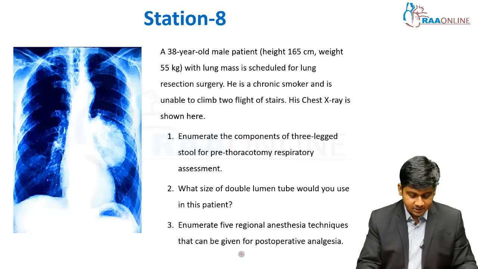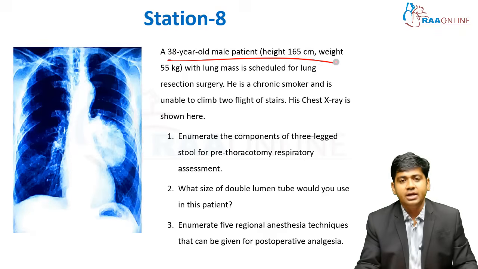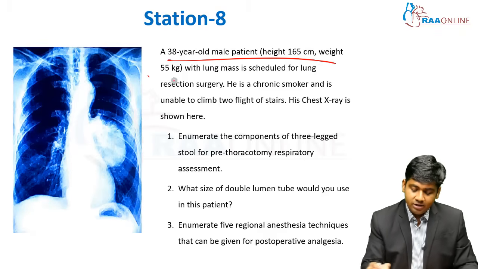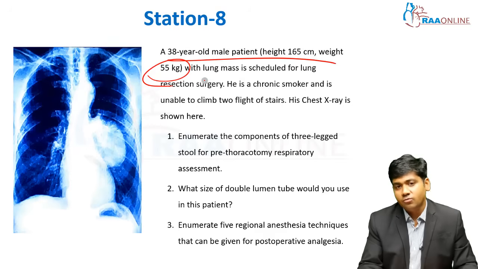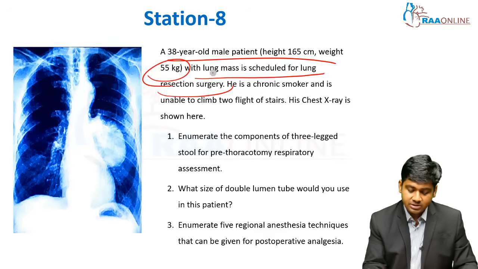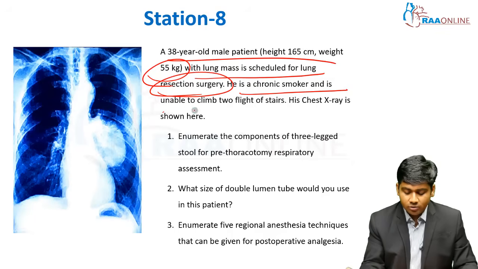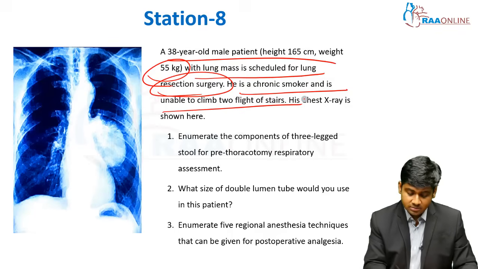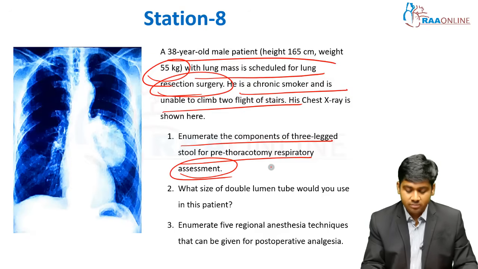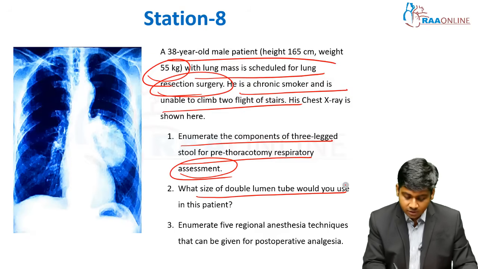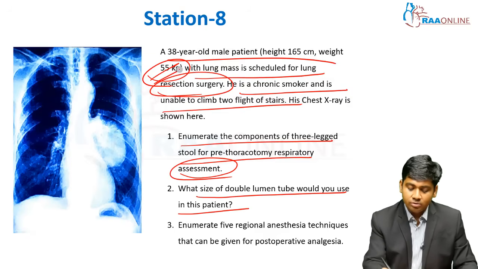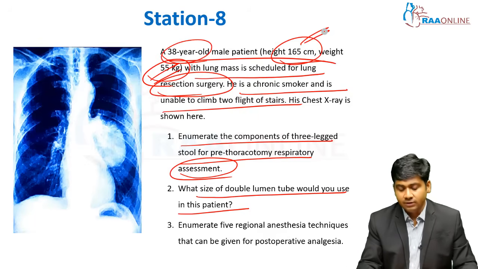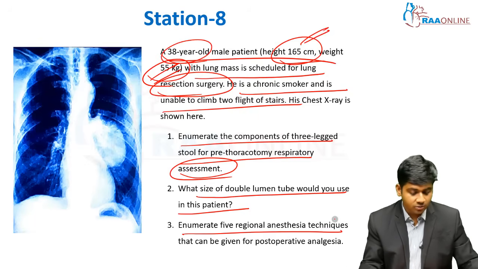Coming to station 8. A 38-year-old male, height 166, 167, 165, weight 55, lung mass, scheduled for lung resection surgery, chronic smoker, unable to climb 2 flights of stairs. So the cardiopulmonary reserve is very low. Enumerate the three-legged approach for pre-thoracotomy respiratory assessment. What is the size of DLT will you use? So this is 55 kg, a male more than 38 and less than 170, so it is 37. Then regional anesthesia techniques for thoracotomy.